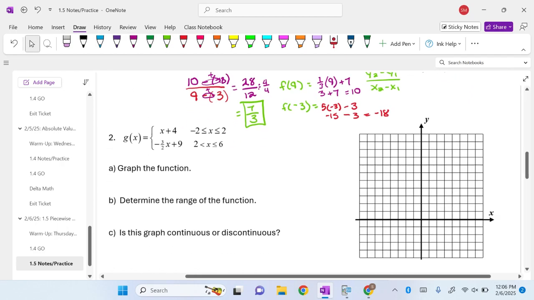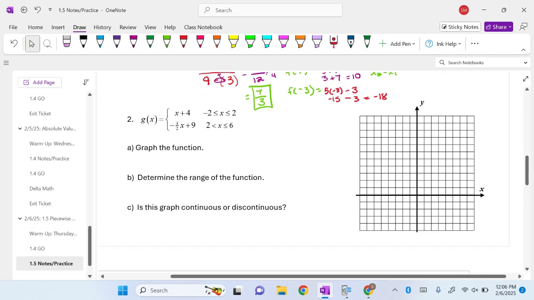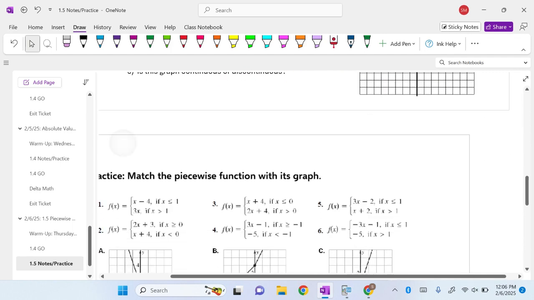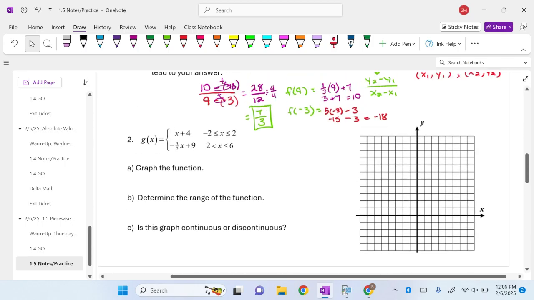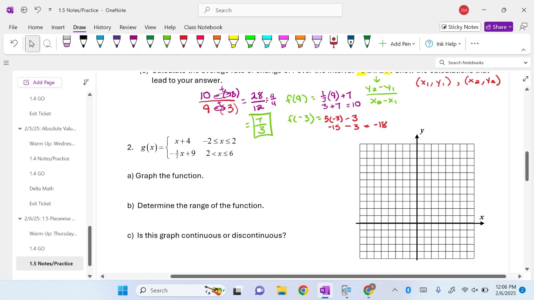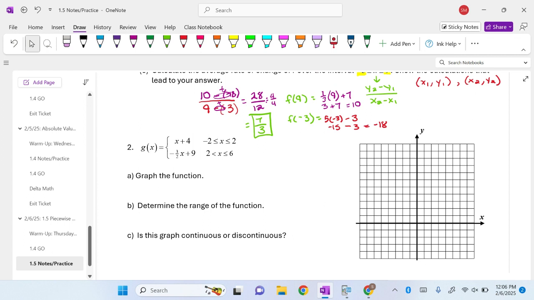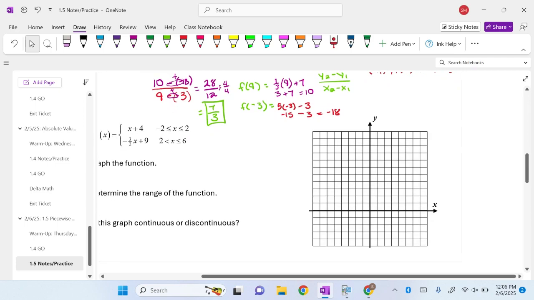All right. Now comes the graphing side of it. So for number 2, we're just going to graph this piecewise function. Now, when it comes to graphing piecewise functions, you still got to know what the inequalities mean in terms of whether you have open circles or closed circles.